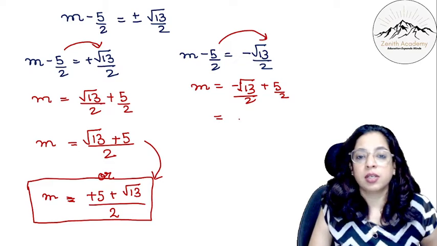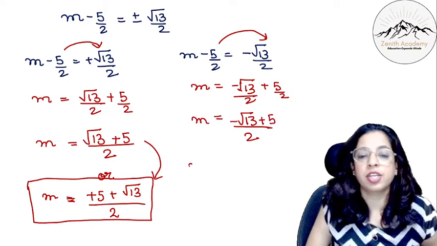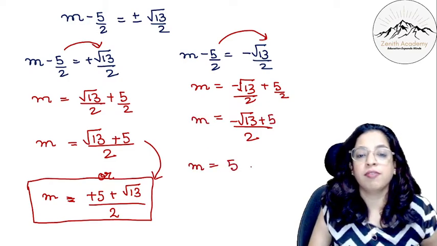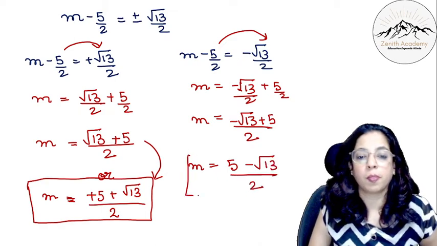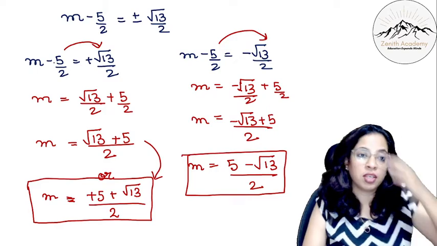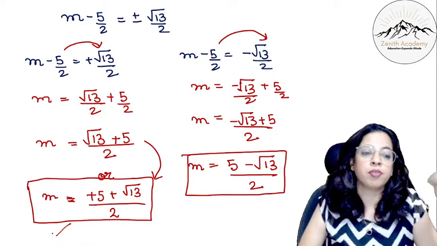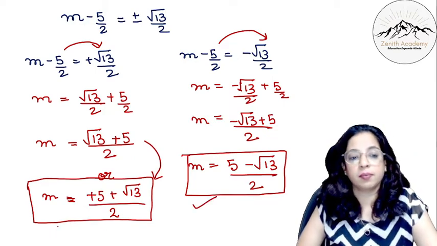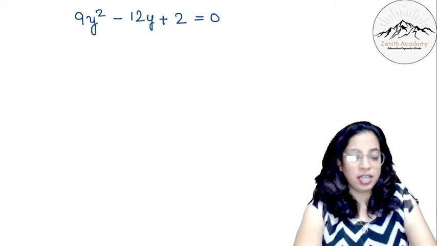So 2 is common, minus root 13 plus 5. So you can interchange and write it as 5 minus root 13 by 2. Please make a note here, I have changed the sign, okay? I had forgotten. So these are the two values of m that we get. Okay students, I hope it is becoming really clear to you.